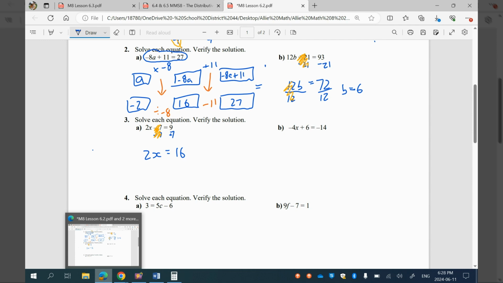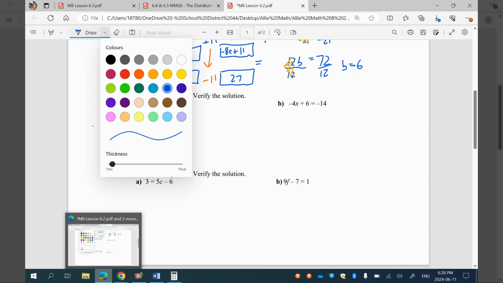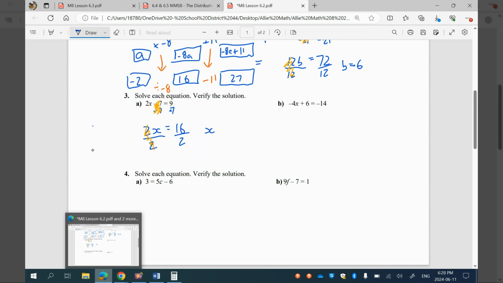Now, our x is being multiplied by 2. To get the x by itself, we need to divide by 2. We always want to balance our equation, so we're going to do it to both sides. And 2 over 2 just becomes 1. And we're left with x equals 16 divided by 2, so x equals 8.